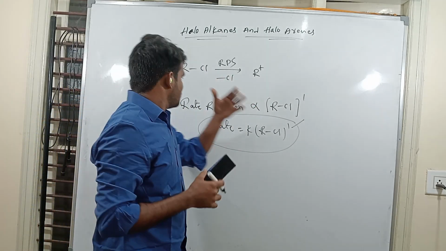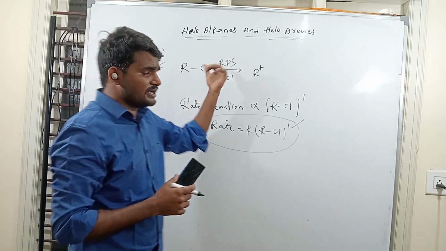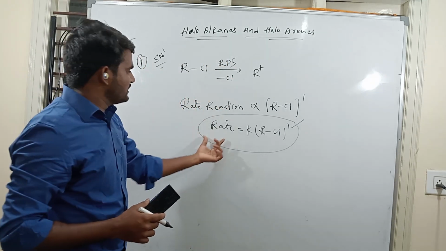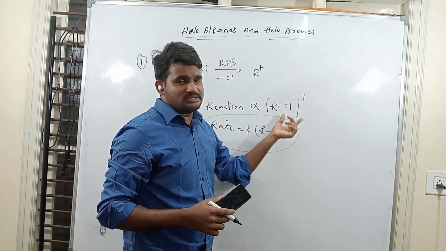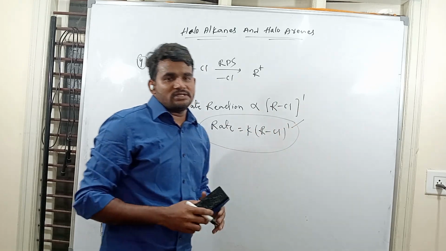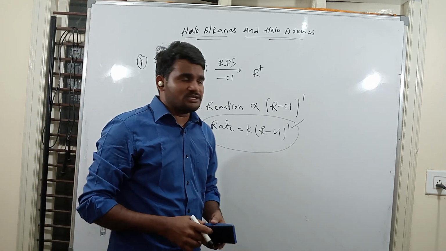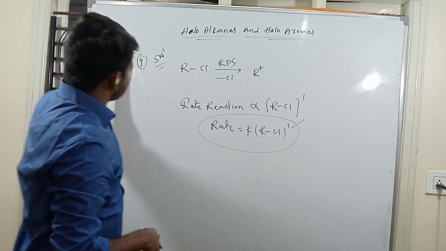Rate always depends on the reactant concentration of the rate determining step. That's why the rate is directly proportional to the alkyl halide concentration. What is the order of the reaction? It's nothing but 1. That's why it's called unimolecular nucleophilic substitution reaction.